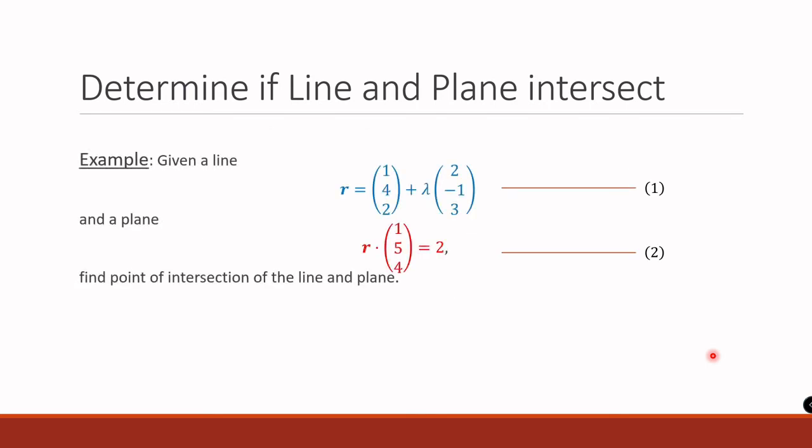Okay, look at an example. You have a line and a plane. Let's recap. You want to find the point of intersection. Here it's easy to check that it is not parallel. You can go on and take the direction vector and dot this thing. It will not be equal to 0.